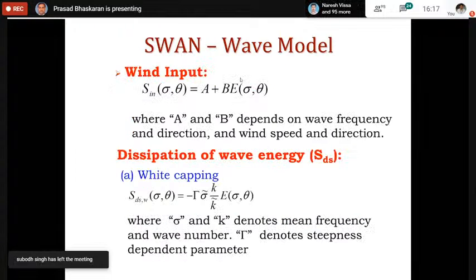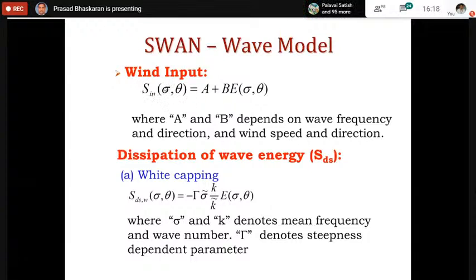Now, if you look into the formulation in the SWAN model, S_in is the input term. This is the intrinsic frequency, and this is the direction. You can write this as a sum of A and B. A stands for the linear growth. In the previous presentation, I was mentioning the Phillips linear growth. This A represents that linear growth. So you have a combination of linear growth and exponential growth. A represents the linear growth, and B represents the exponential growth. This is a function of wave energy again. And of course, if I go into more detail, there is a coupling coefficient between the atmosphere and the ocean.